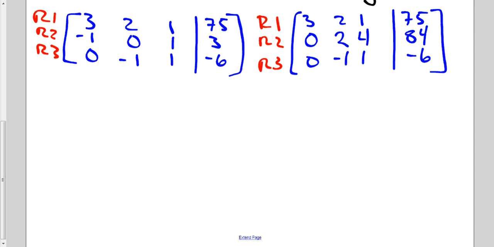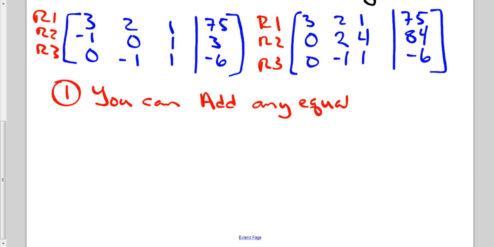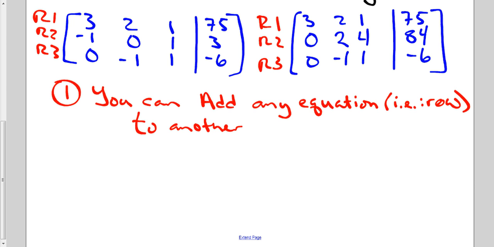But there are 3 things that you're allowed to do. You are not allowed to do anything other than these 3 things. Those things are: 1, you can add any equation, i.e. row, to another equation, i.e. row. So I can take row 1 plus row 2, or row 2 plus row 3, or row 1 plus row 3, and I can add them together to give me a new equation. Right? That's one thing that I can do. And we've seen ourselves do that plenty of times, right?